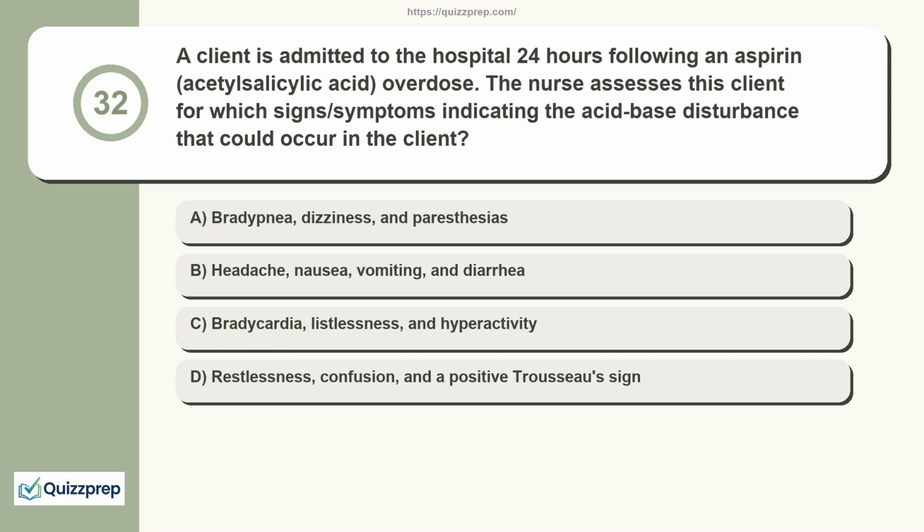Question 32. A client is admitted to the hospital 24 hours following an aspirin, acetylsalicylic acid, overdose. The nurse assesses this client for which signs/symptoms indicating the acid-base disturbance that could occur in the client: bradypnea, dizziness, and paresthesias; headache, nausea, vomiting, and diarrhea; bradycardia, listlessness, and hyperactivity; restlessness, confusion, and a positive Trousseau's sign.